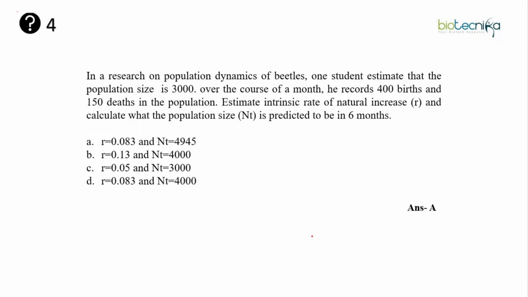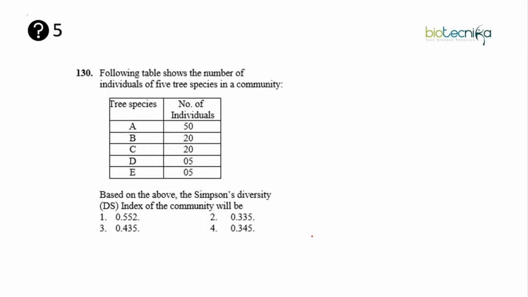All right, now moving over to question number 5. Question number 5, if you see, they have given you the following table that shows the number of individuals of 5 tree species in a community. Based on the above, the Simpson diversity index is what? So you have to know the formula of the Simpson diversity index. What's the formula? Who can tell me? Have you studied these parts?